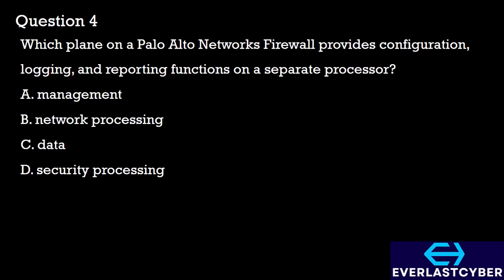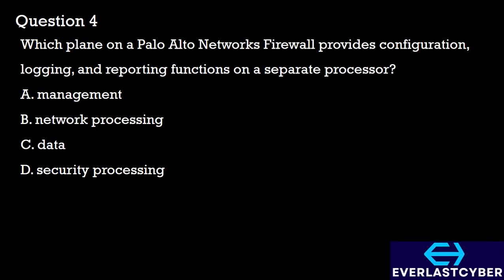The management plane handles configuration, logging, and reporting. The network processing plane manages the flow of network traffic. The data plane inspects and processes actual data traffic, while the security processing plane focuses on security-related functions and inspections.